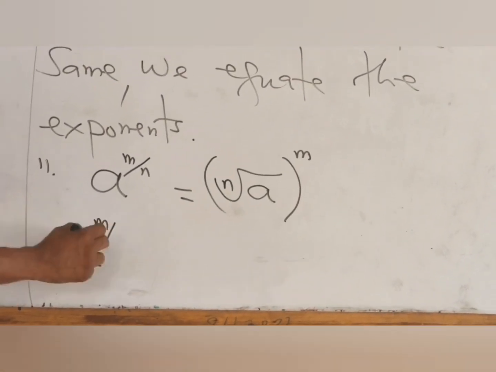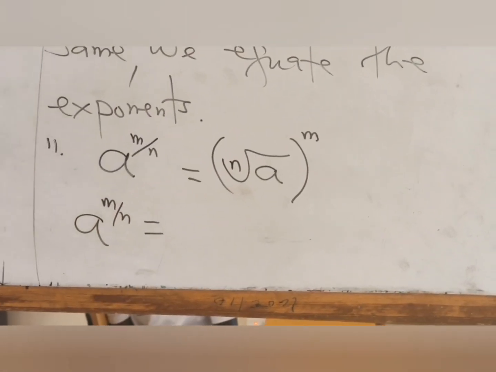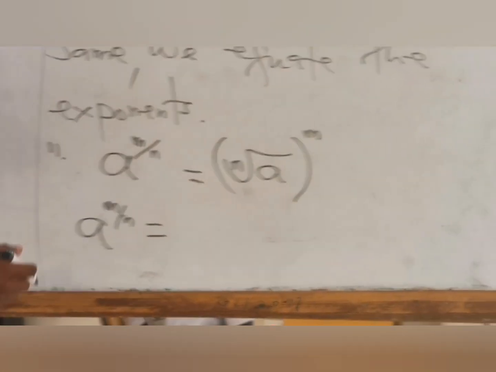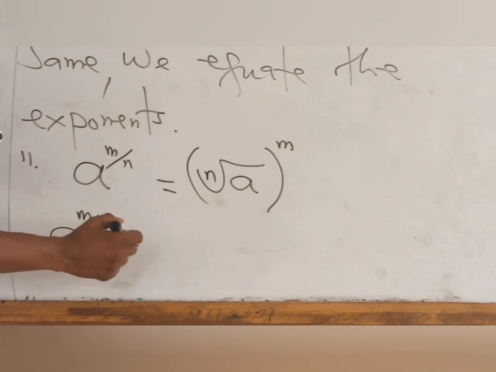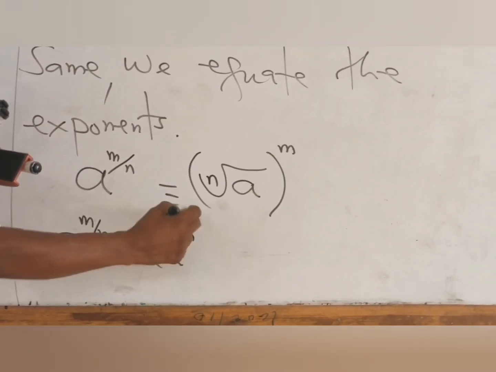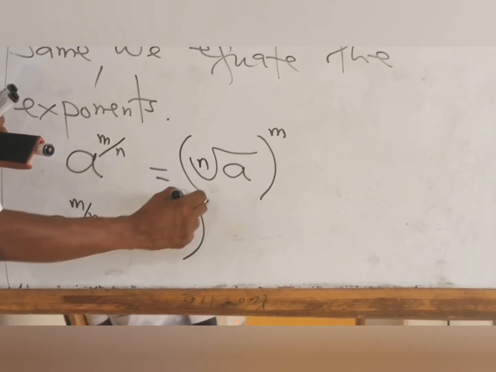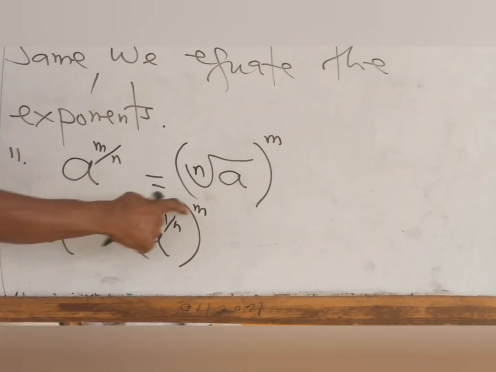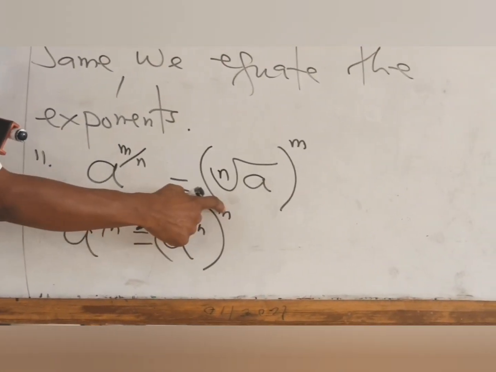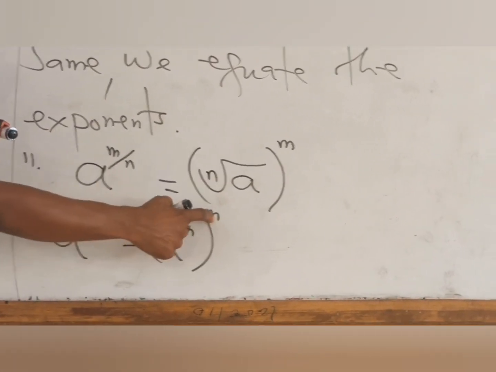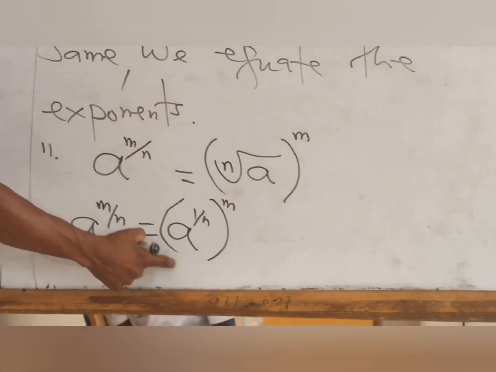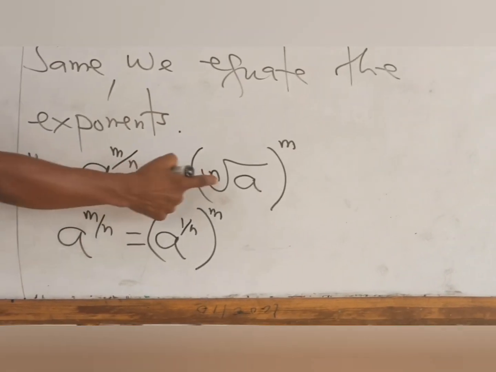A to the power m over n is the same as what? What other way can we rewrite this one? It's the same as a to the power 1 over n, to the power m. Can you see? This is where they applied the third law, multiply the exponents. So when they multiply 1 over n times m, that's why they had m over n. So this is how they had this.